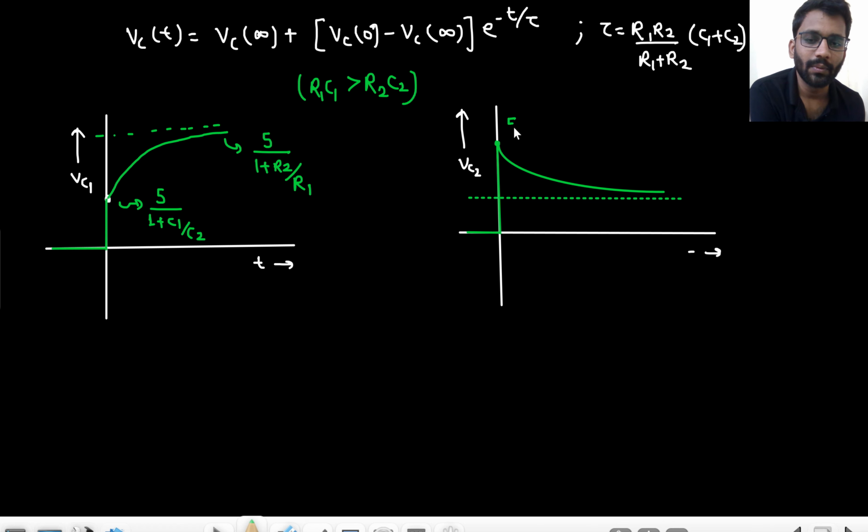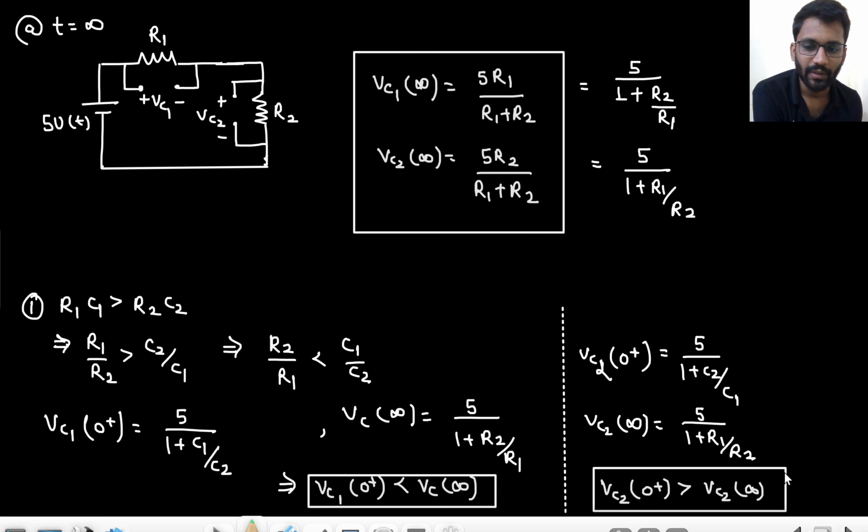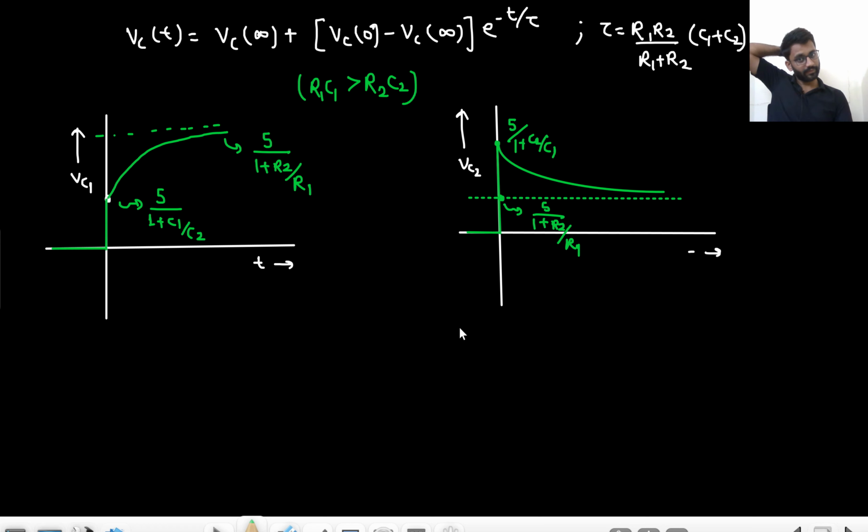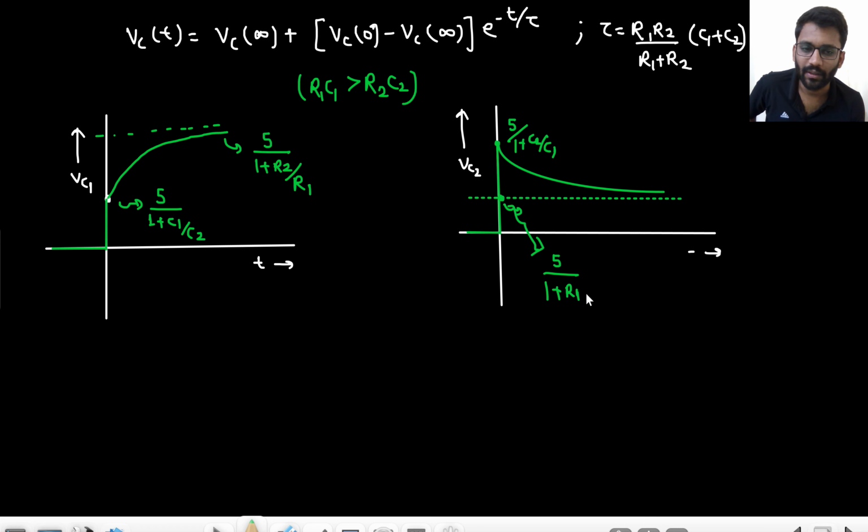So the value was 5 upon 1 plus C2 by C1, and this final value is 5 upon 1 plus R2 by R1. Sorry, it is 1 plus R1 by R2, yeah, R1 by R2. So it is 5 upon 1 plus R1 by R2. This is for the first case, right?